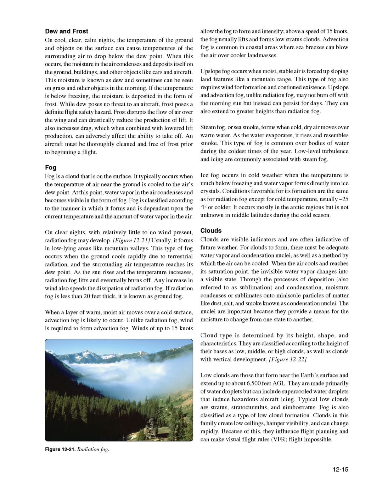Cloud type is determined by its height, shape, and characteristics. They are classified according to the height of their bases as low, middle, or high clouds, as well as clouds with vertical development. Figure 12-22, low clouds are those that form near the Earth's surface and extend up to about 6,500 feet AGL. They are made primarily of water droplets but can include supercooled water droplets that induce hazardous aircraft icing. Typical low clouds are stratus, stratocumulus, and nimbostratus.